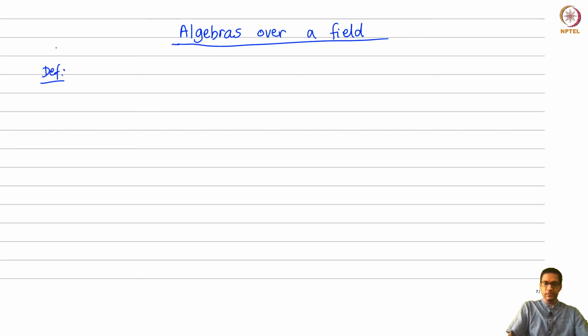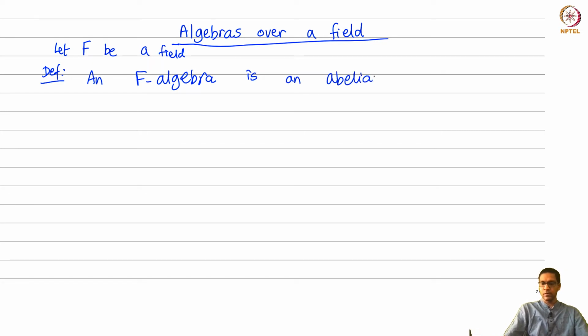Let F be a field. So let's fix a field F. Okay, so an F-algebra is an abelian group R, say R plus, together with a multiplication.